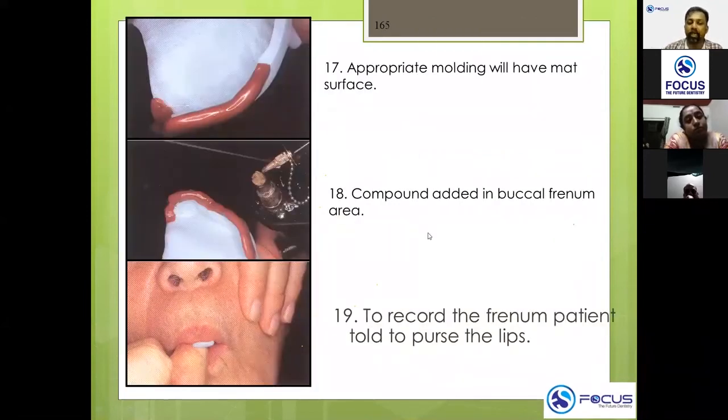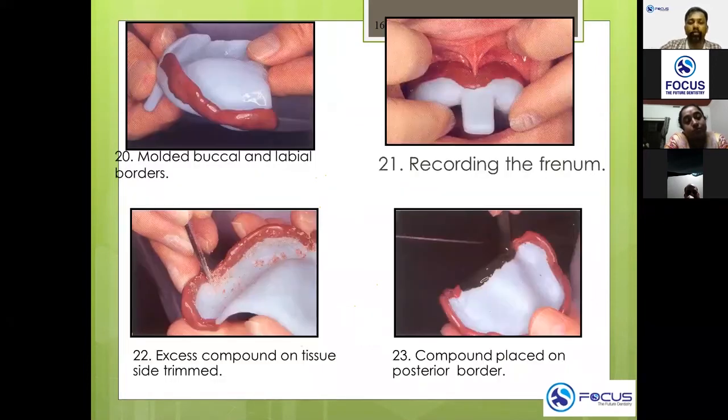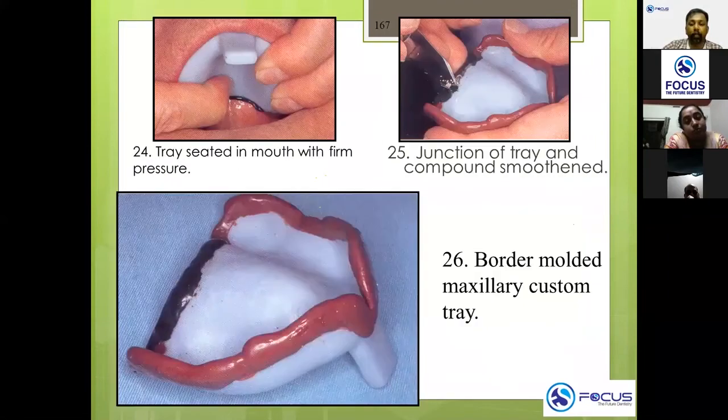Each and every segment is recorded. Distobuccal, the mandibular movement is done. For posterior, we'll ask the patient to do the Valsalva maneuver, for the posterior palatal seal area. For the labial region, again the lip movement, upward, outward, and downward. For maxillary, labial frenum is recorded, buccal frenum is recorded. Then again, PPS is recorded.